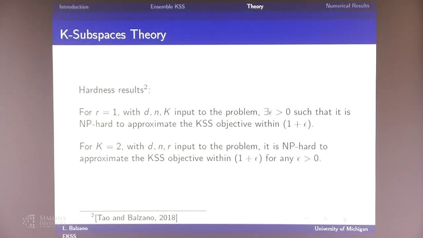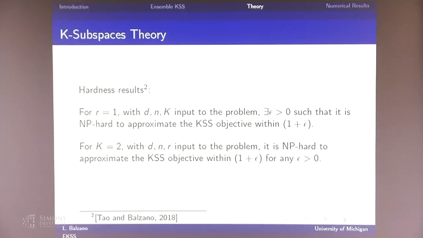Maybe it's small, but we can't approximate smaller than that. And this is just gotten by a reduction to k-means, so that has a similar result. Another one that's a little more interesting is that if we instead fix the number of clusters to 2 but let the rank be input to the problem, it turns out it's NP hard to approximate within any factor.